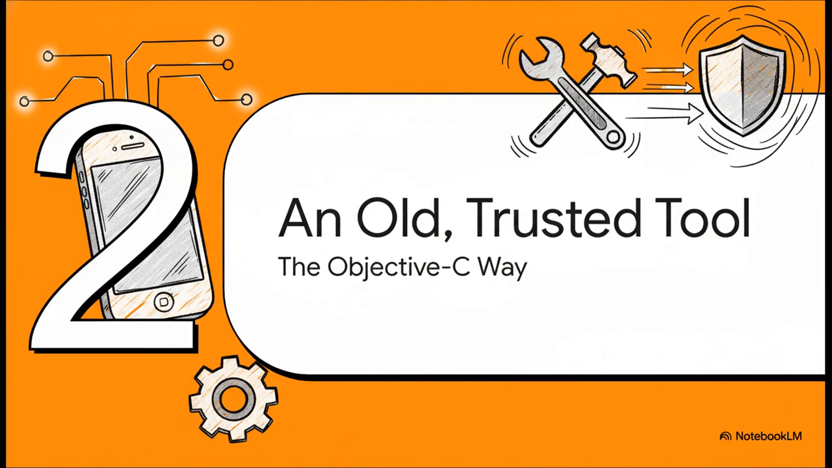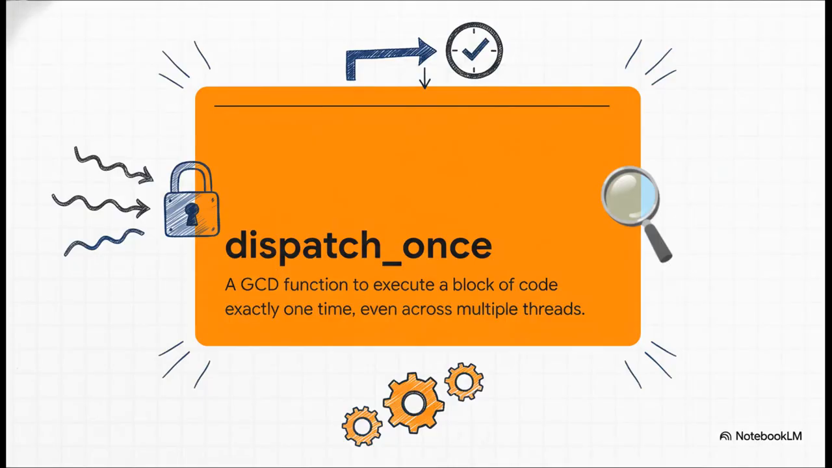To really appreciate how simple things are now, we've got to jump in our time machine and go back to the days of Objective-C. You know, the language that built the very first iPhone apps. Back then, developers had a very specific and, honestly, a very powerful tool to solve this exact problem. And that tool was called dispatch once. It came from Apple's concurrency framework, and it did exactly what you'd guess from the name. It made sure a chunk of code ran only one single time, period.